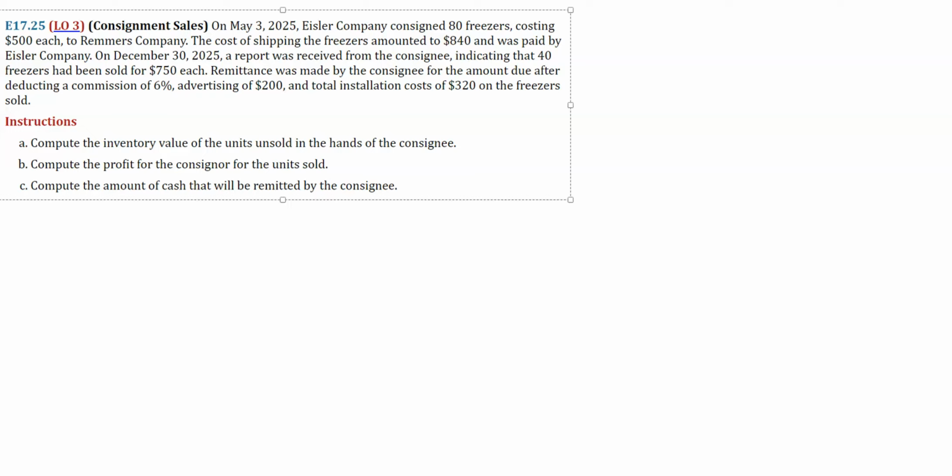On your slides you saw the journal entry problems. You have a few other journal entries, but this problem is only asking for some numbers, no journal entries. Let's see how we can do that.